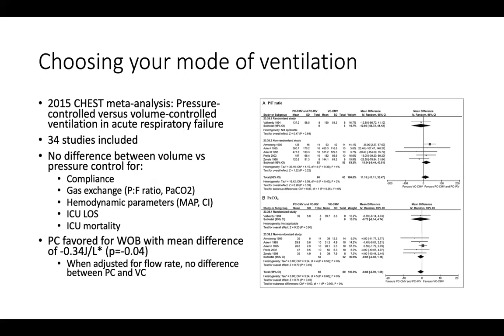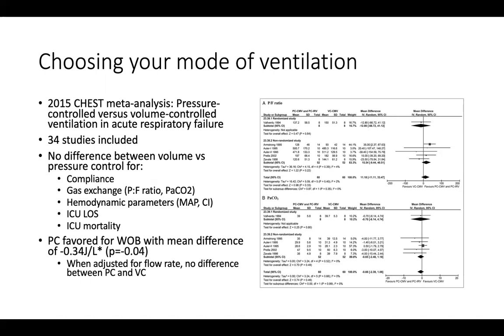Most of the data that I could find really doesn't suggest benefit of one over the other. What I've included here is a meta-analysis published in Chest in 2015. And this looked at 34 studies. There is a mix of randomized trials and observational data. And I'm sorry, I don't have the breakdown of each, but essentially they were comparing patients who were ventilated with a pressure control system versus a volume control system, measured a whole bunch of different variables, including pulmonary compliance, gas exchange, some hemodynamic parameters such as MAP and cardiac index, and also length of stay in the ICU and ICU mortality. And they really found no significant difference across those parameters.